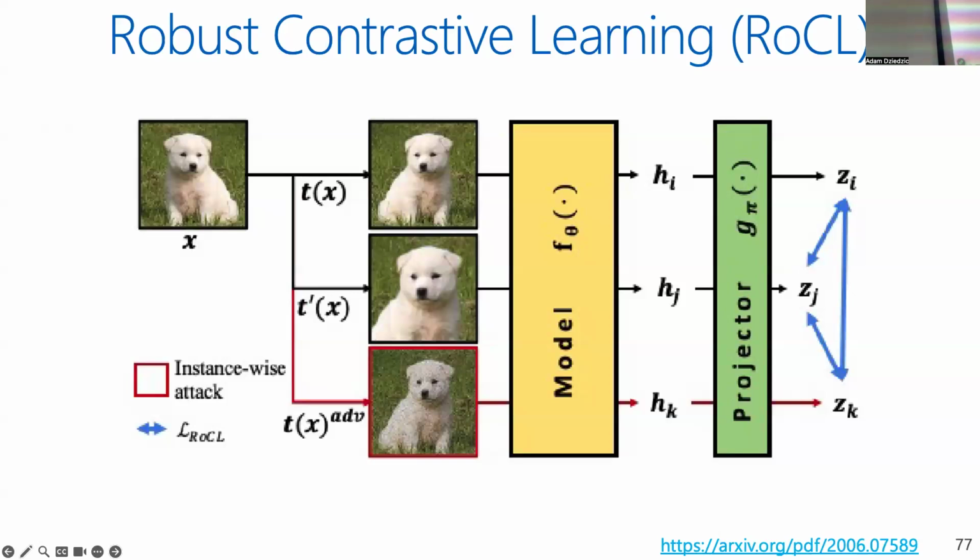And do we have negative samples here, like contrasting us? We can have, yes. But the main point is that for the given sample, we want all the transformations, including adversarial examples, to give us the same representation.